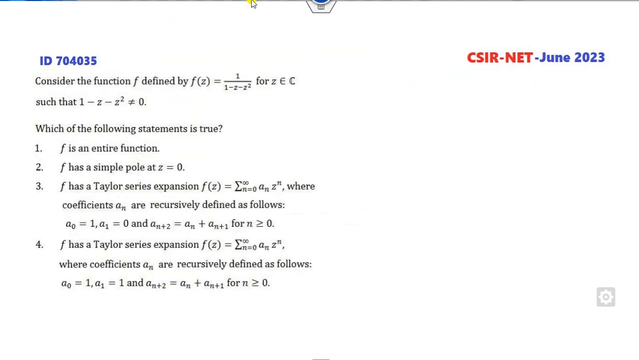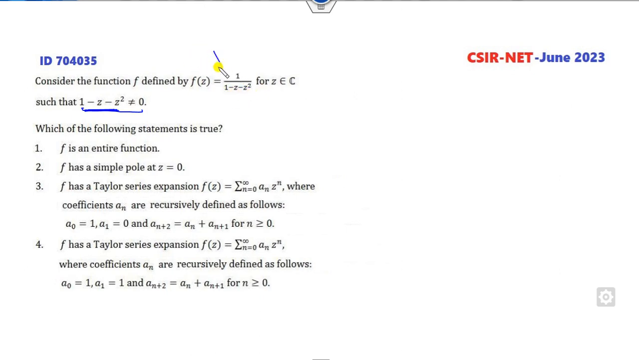Look at another one. Consider the function f defined by this, such that this is non-zero. Ninety percent of students usually make a mistake here. If this function is given as non-zero, what is the meaning of that? A student may think this can never be 0.